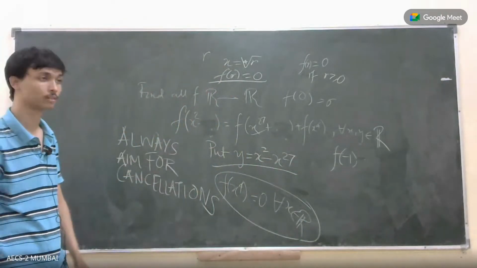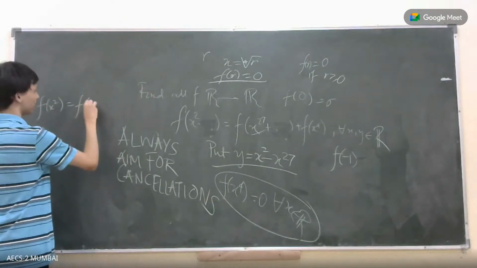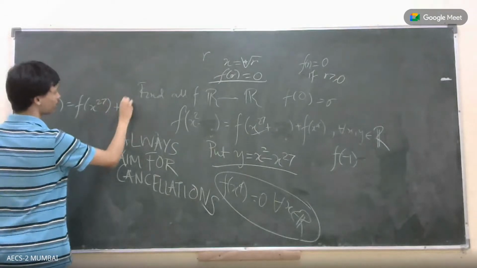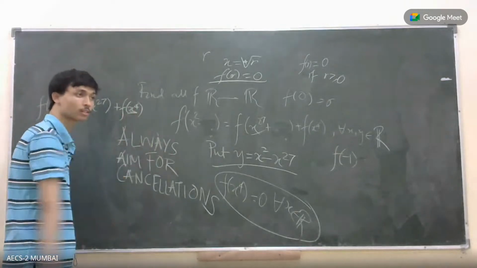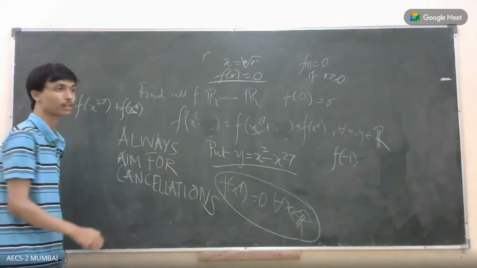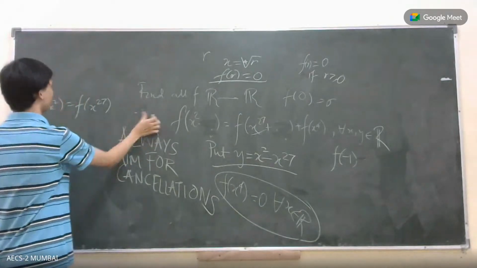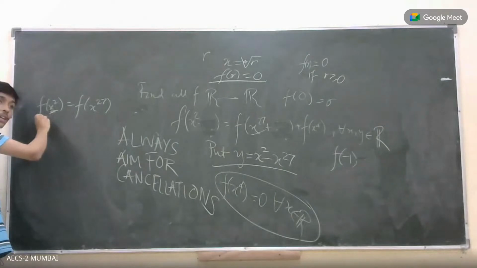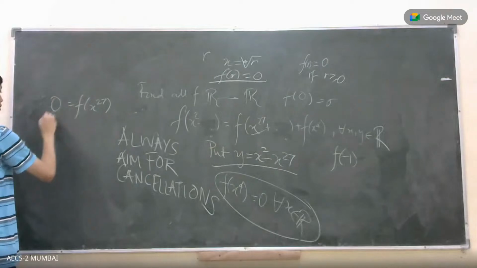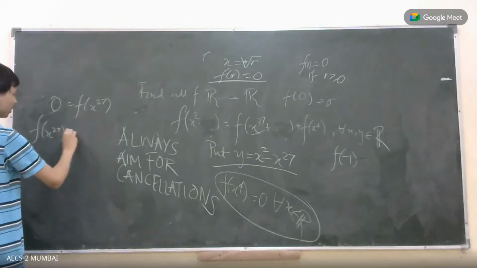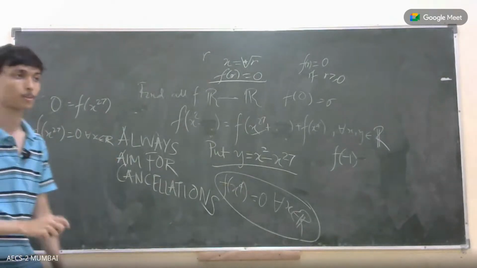What do we get? f of x squared equals f of x to the power 27 plus f of x to the power 4. Now see, x to the power 4 is non-negative, so f of x to the power 4 is 0. x squared is non-negative, so f of x squared is 0. Which means f of x to the power 27 is 0 for all x in R. And now you are in love.